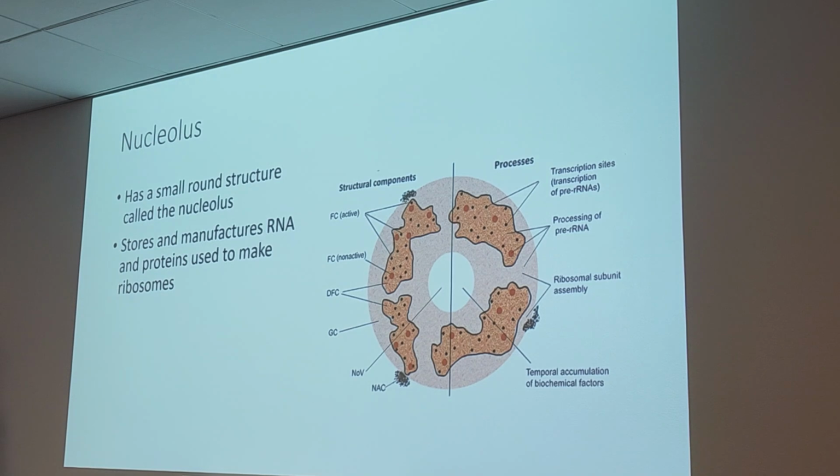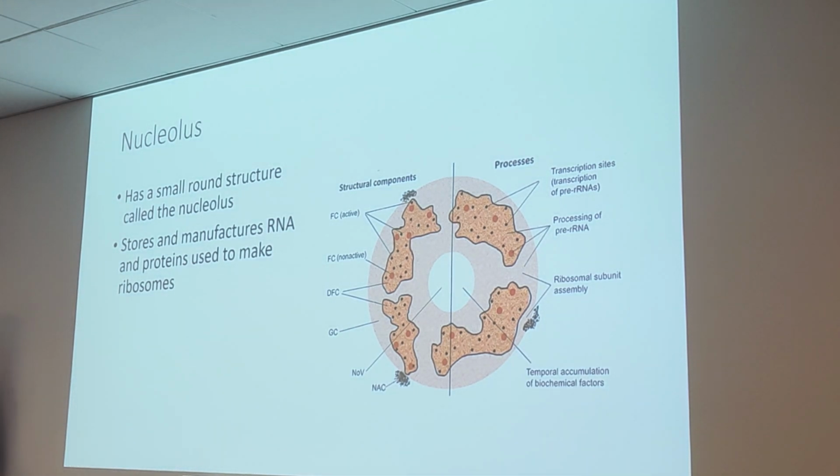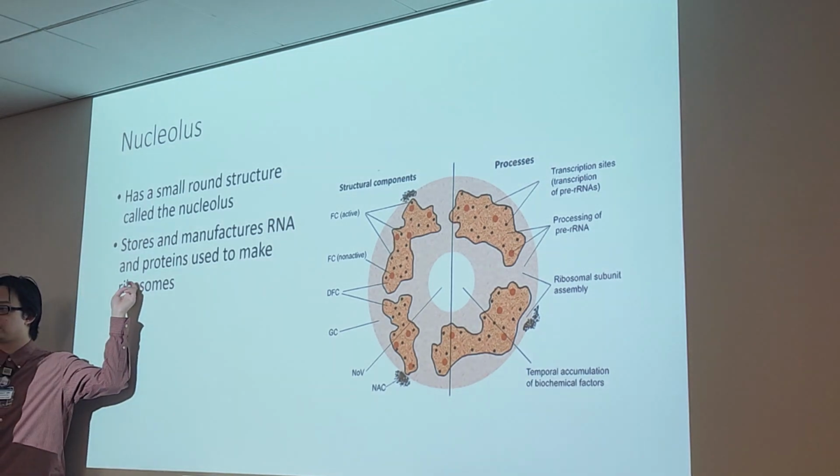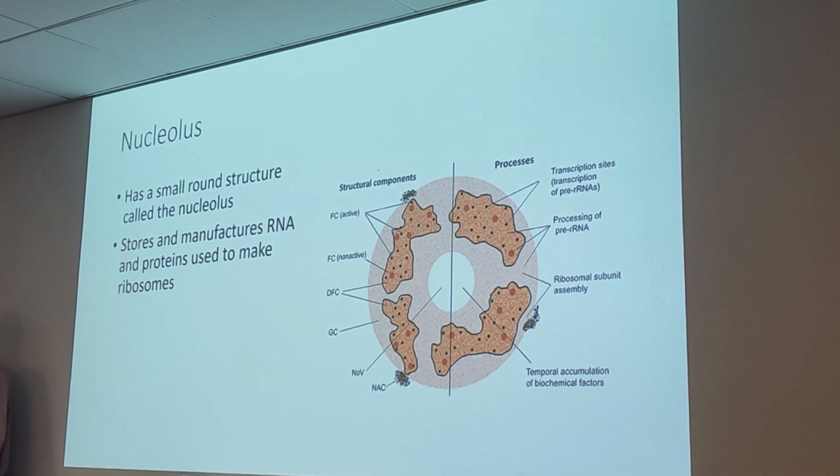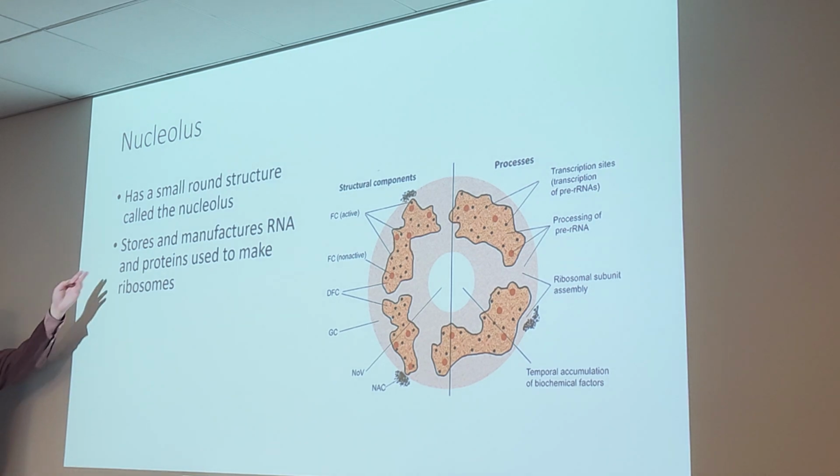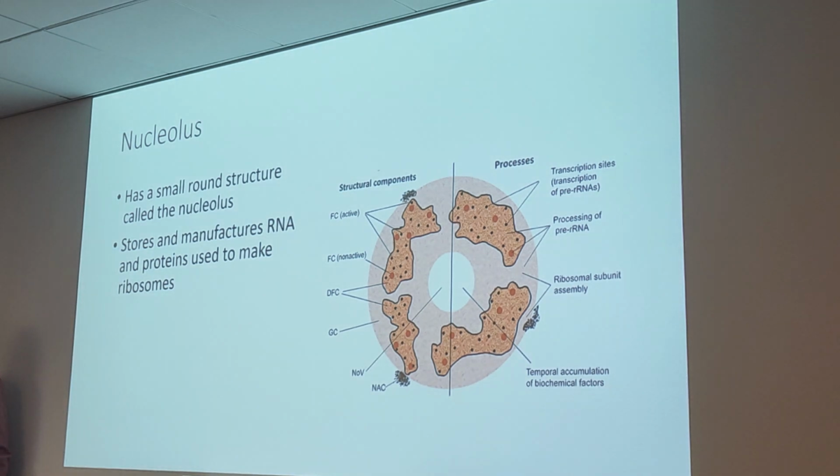Okay. Inside the nucleus, we have the nucleolus. This nucleolus is important because this is what creates that rRNA for the ribosomes. Nucleolus creates RNA used to create our ribosomes. Also creates and stores the proteins used in our ribosomes as well.